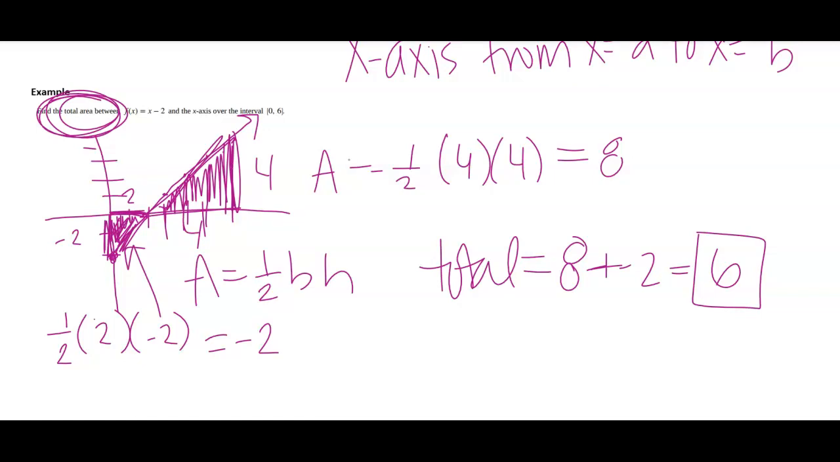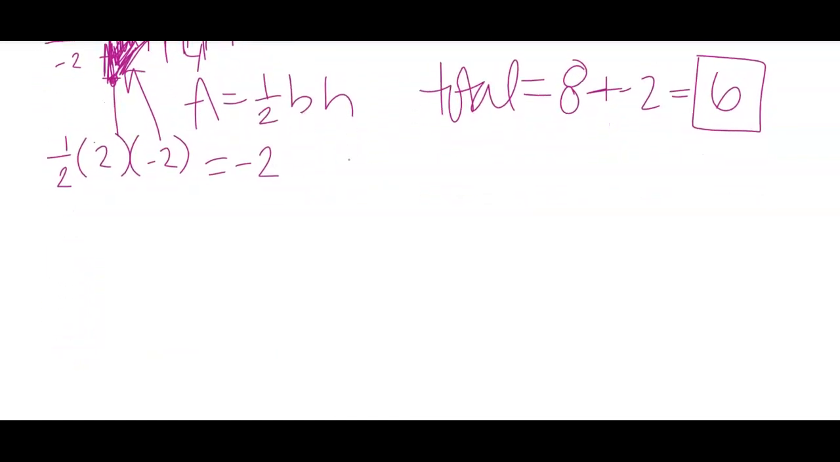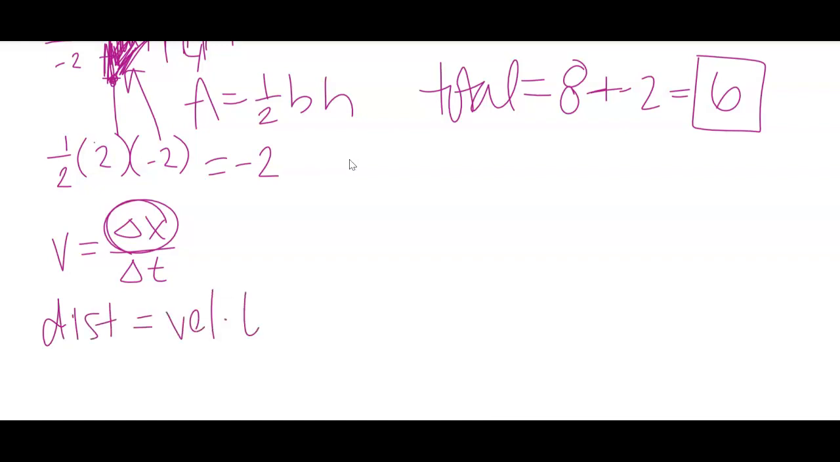Now, a concept that comes up, and there was not an example in the online textbook, so I'm just going to kind of write one down here. A concept that comes up a lot with this is velocity and distance. So velocity is change in x over time, right? And so if I need to figure out a change in x, I could multiply and I could say that distance must then be velocity times time.